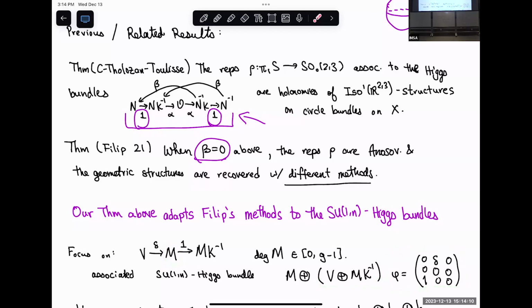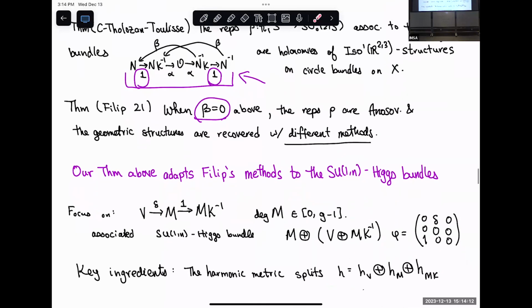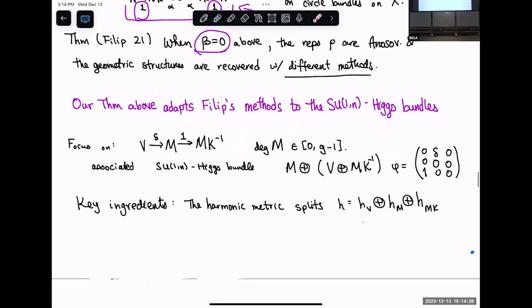Okay, great. So those are the objects we're going to be considering. And the key ingredient for what we're going to do, or one of the key ingredients, is that this is a fixed point of the C-star action. So the metric is diagonal in this holomorphic decomposition.